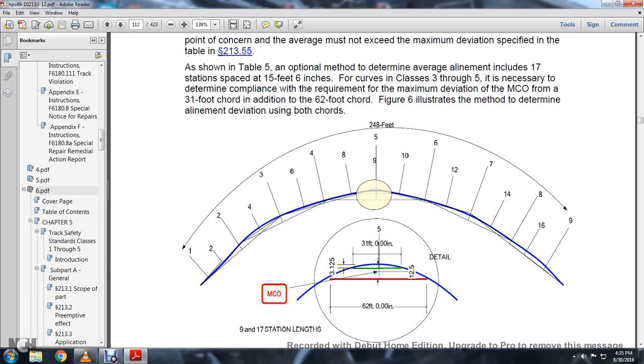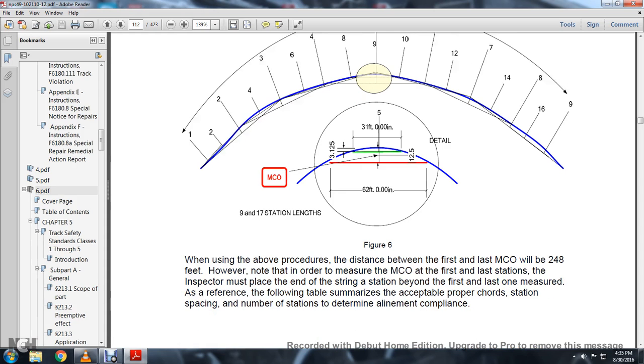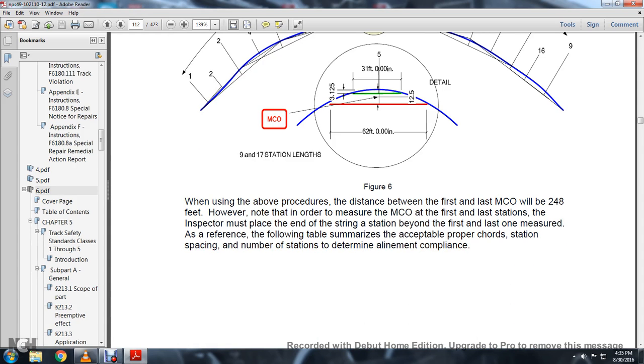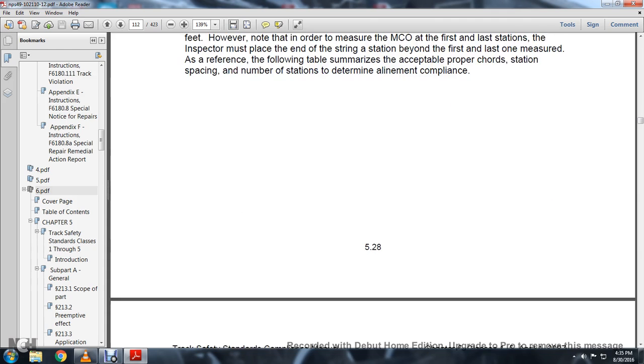Your 31-foot and your 62-foot chords, a 1.5 foot high and 3 1/4 inch, mid-chord offset, 62 foot. When using the above procedure, the distance between the first and the last mid-chord offset should be 248 feet. However, to measure the mid-chord offset at the first and the last station, the inspector must place the end of the string beyond the first or the last station measured. The following table summarizes the acceptable chord lengths, station spacing, and number of stations to determine alignment compliance.